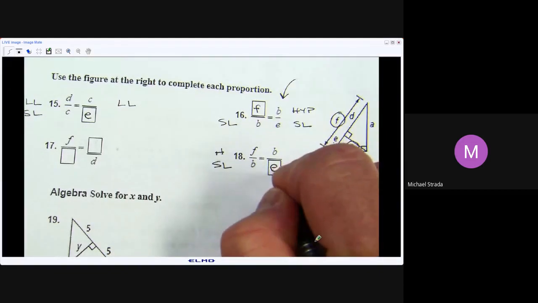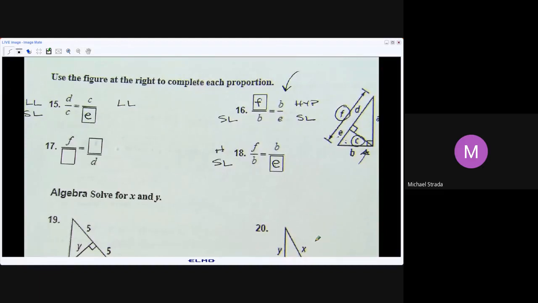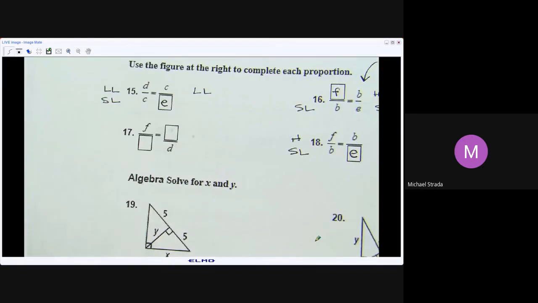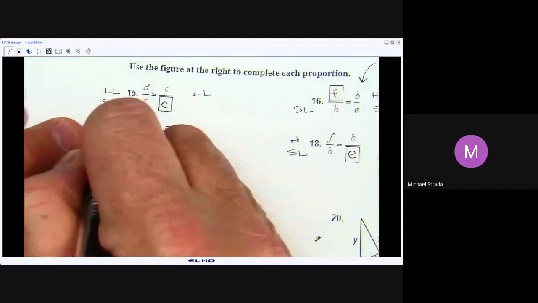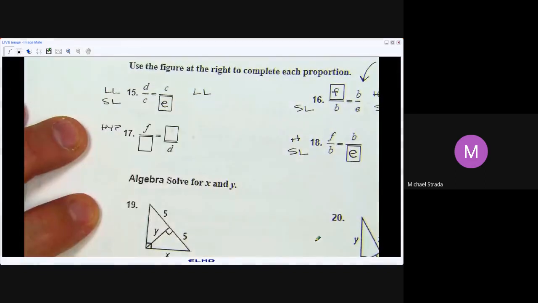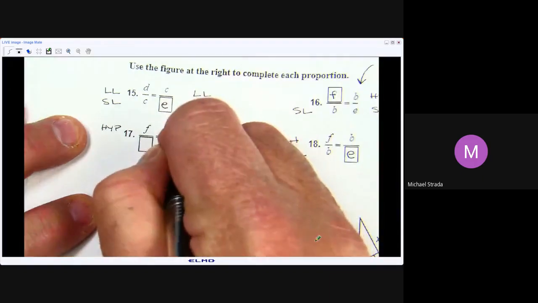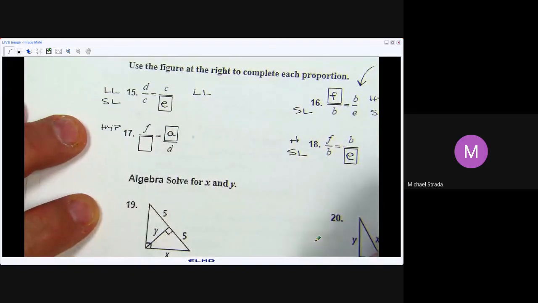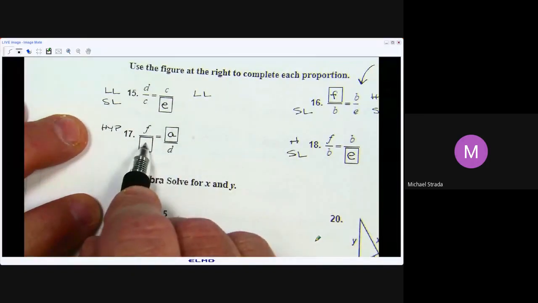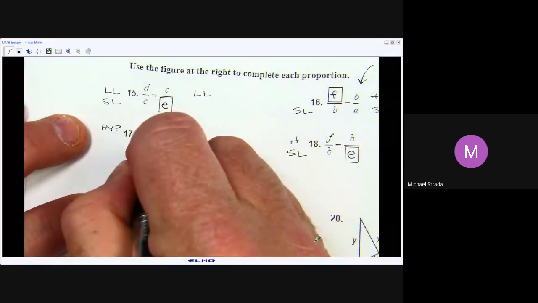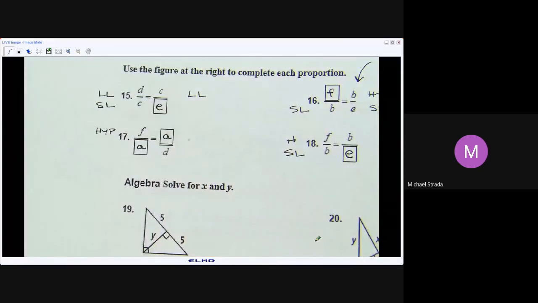All right, 18. F over B equals B over A. Everybody good with that one? The tricky one is 17. F is a hypotenuse. There's nothing else F can be, correct? So you have to look and say, okay, D is in a triangle. What's the other one that is in the hypotenuse with D? That would be letter A. So now A over D would be hypotenuse over long leg, which means this has to be the long leg of the one that F's in. So that's A. All good? Kind of like a puzzle, right?